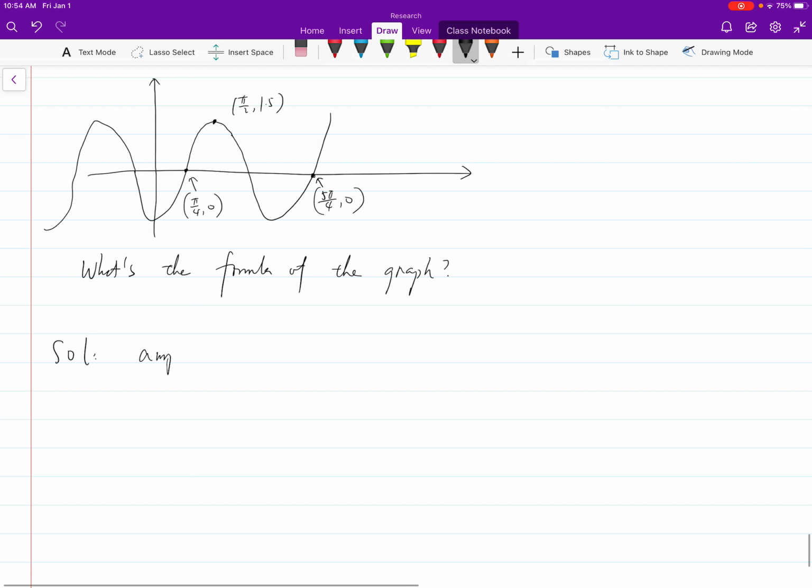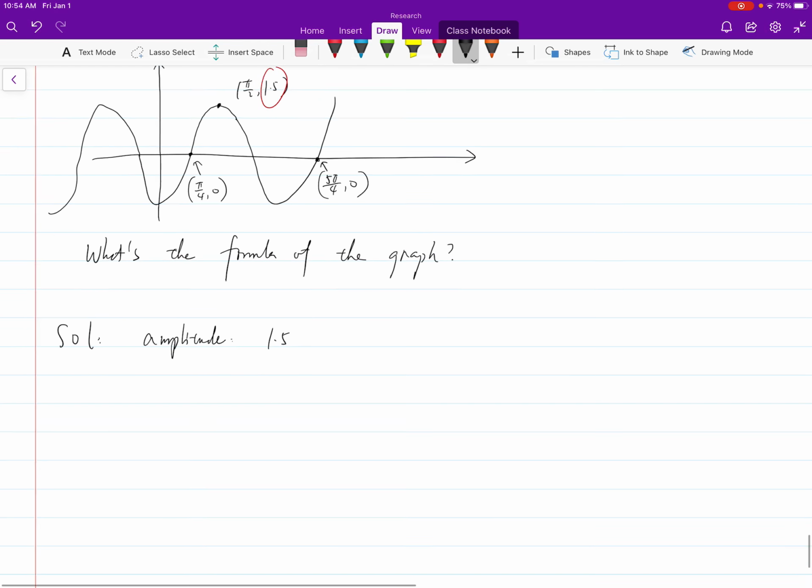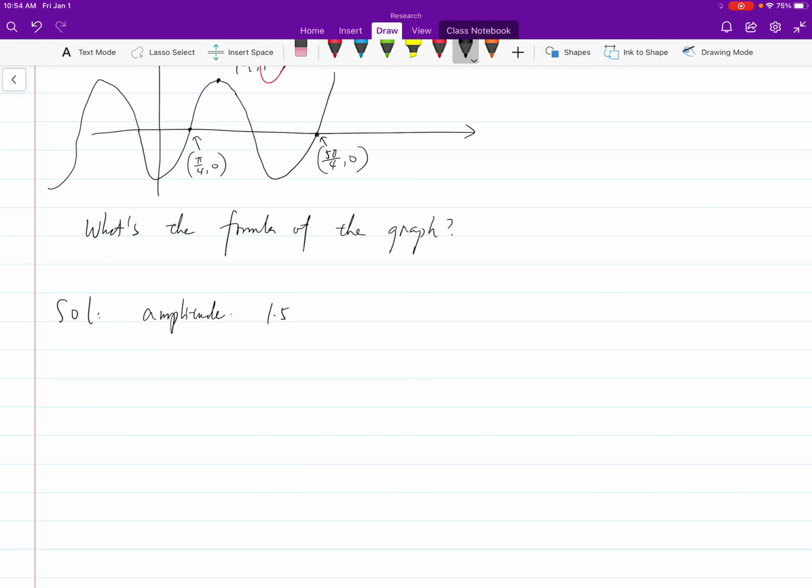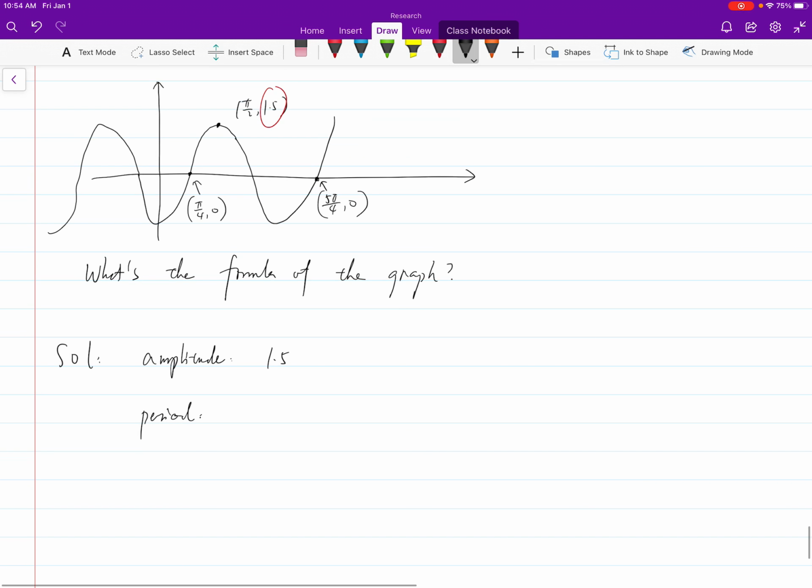So now you can see it's exactly the opposite of what we have just done. But basically, the bridge is still to try to recognize what's going on. By the graph, can you tell me what the amplitude is? That's going to be 1.5, right? Before, you go from -1 to 1. Now this one can go as high as 1.5, so 1.5.